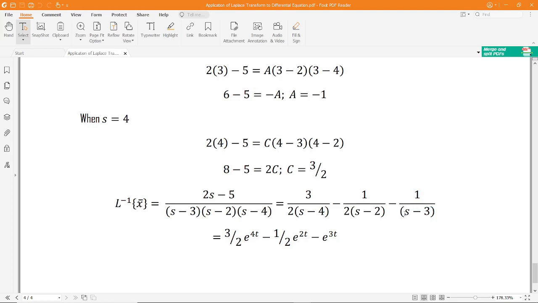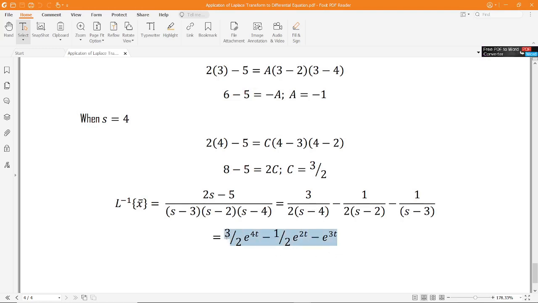Now from the table also we know that 1 over s minus 3 can only be e raised to power 3t, which is this. And we know that 1 over s minus 2 can only be e raised to power 2t. So multiplying it by minus 1 over 2, that is what we have here. So we are taking the inverse now at this point. So 3 over 2 into s minus 4, we know that this can only be 3 over 2 times 1 over s minus 4, and 1 over s minus 4 is e to the 4t. So that is why we have e to the 4t, 3 over 2 here.